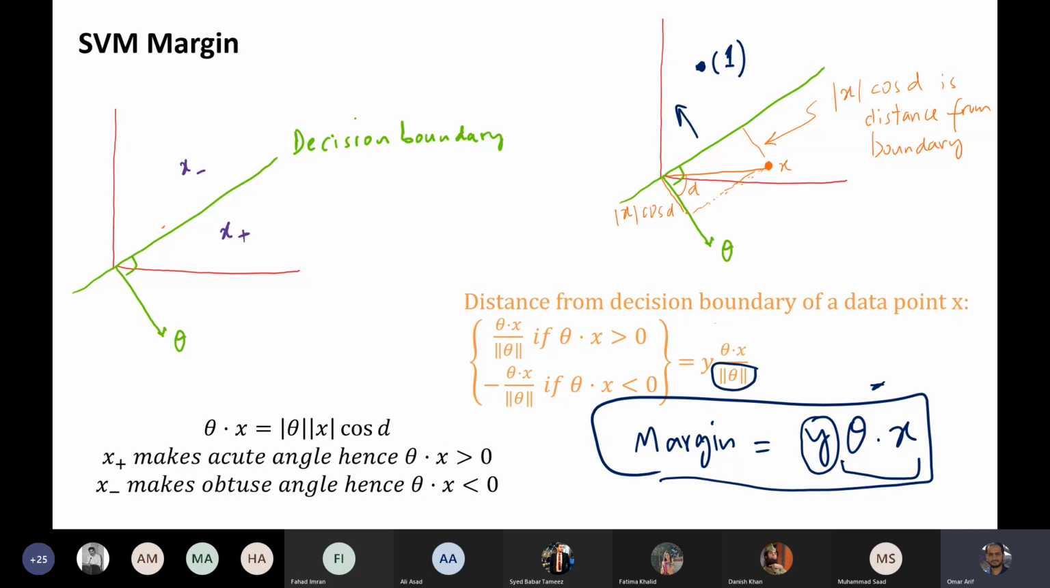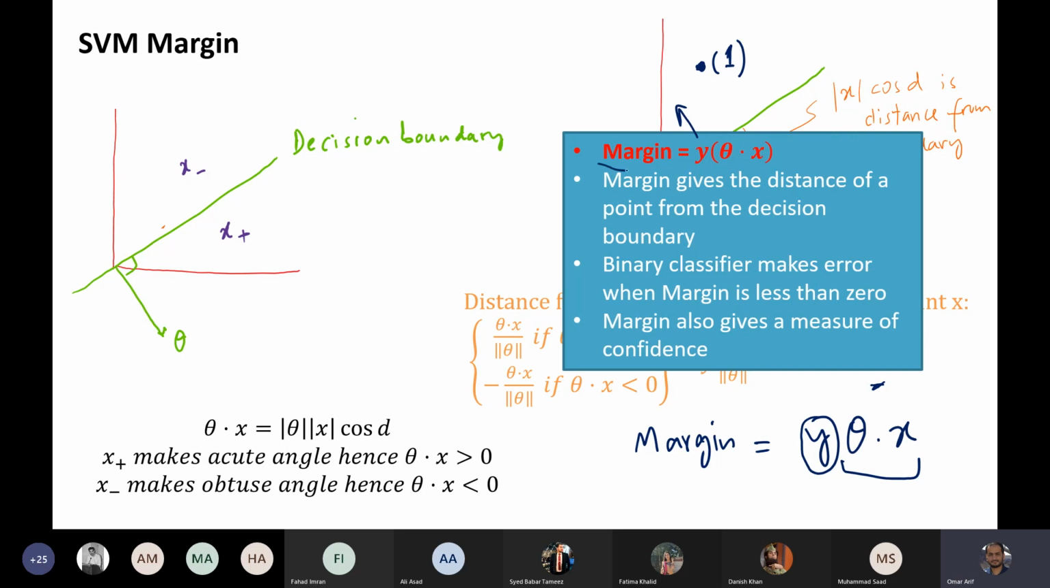The magnitude of the margin is going to tell you how much your distance is. I mean, not distance again, because for distance you divide, but you're not dividing that. In short, it is going to give you a value which is proportional to a distance. So this is your margin. Margin gives the distance of a point from the decision boundary.